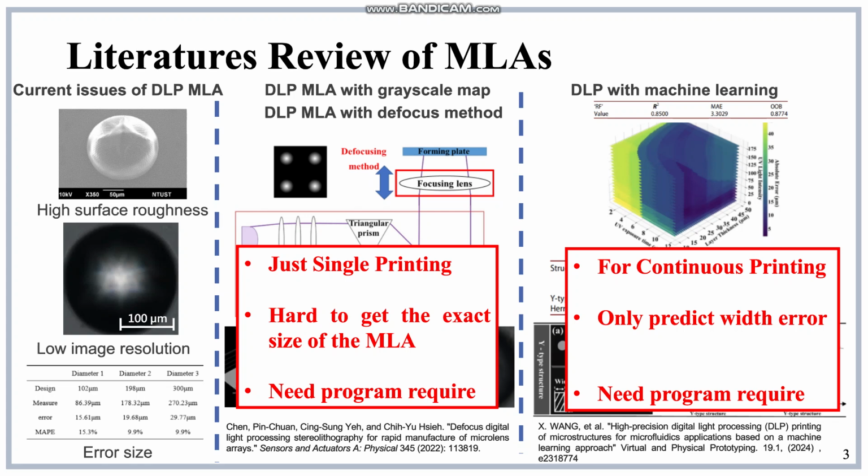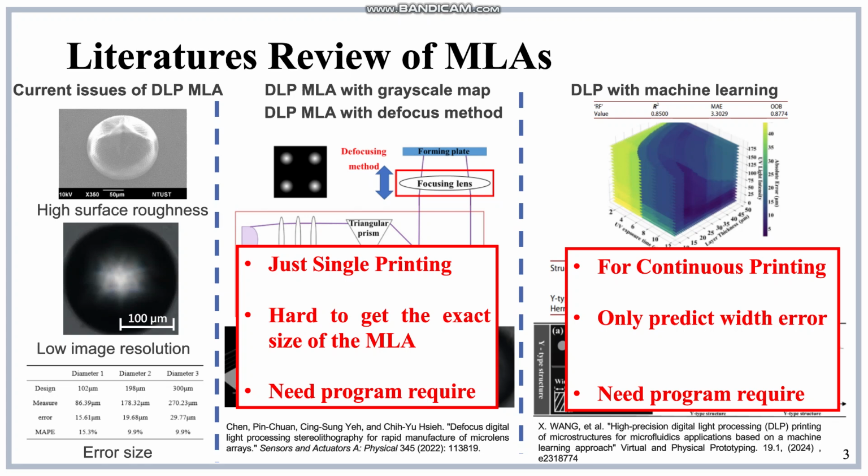Earlier studies introduced two main approaches. Firstly, defocused DLP, which shifts the focal plane to create smoother curved lens surfaces. Secondly, grayscale maps, which modulate the pixel intensity to control lens shape. Both methods improve MLA fabrication but encounter some problems.